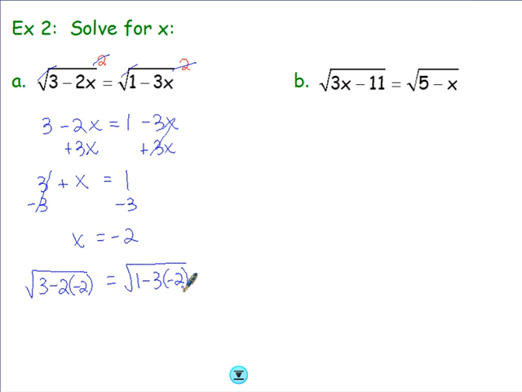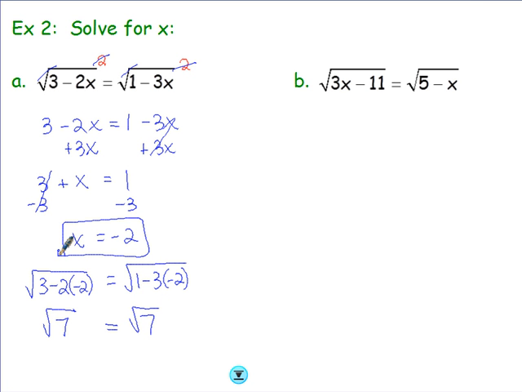So let's look at the left side first. If we type this in the calculator, and yes, you may use your calculator, if you type in 3 minus 2 times negative 2, you'll get 7. So we have the square root of 7 on this side. On this side, again, if you type this part in your calculator, 1 minus 3 times negative 2, we also get a 7. Since both sides came out to be the same, that means that answer works.